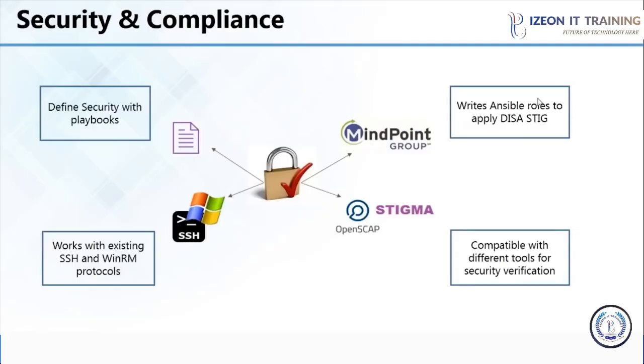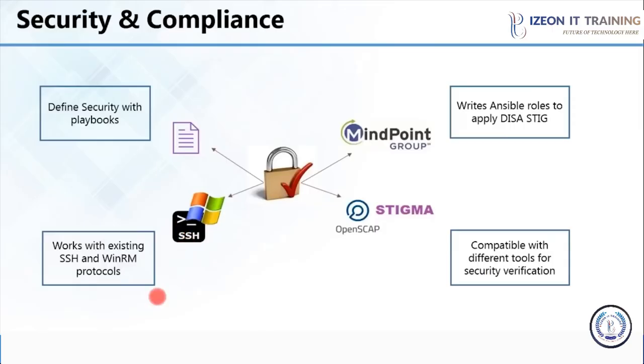And with Ansible, you can simply define security for your systems using playbooks. With playbooks, you can set up firewall rules, you can lock down different users or groups, and you can even apply custom security policies as well. Now Ansible also works with the Mindpoint group, which writes Ansible roles to apply DISA-STIG. Now DISA-STIG is a cybersecurity methodology for standardizing security protocols within your network, servers, and different computers. And also it is very compliant with the existing SSH and WinRM protocols.